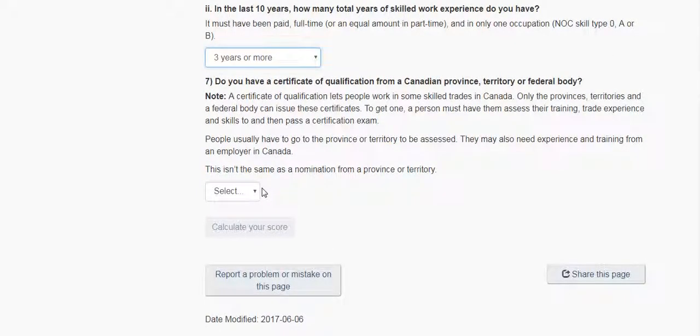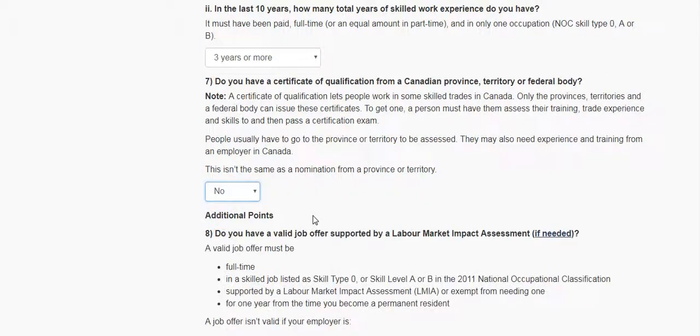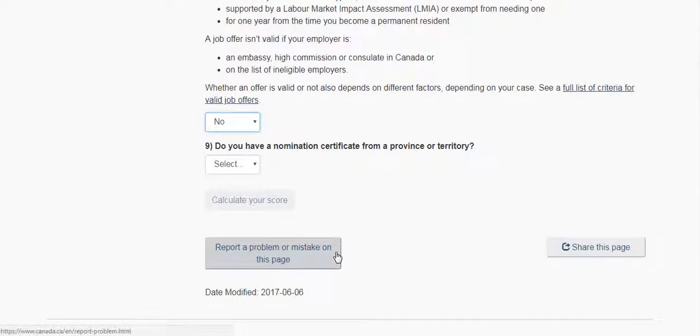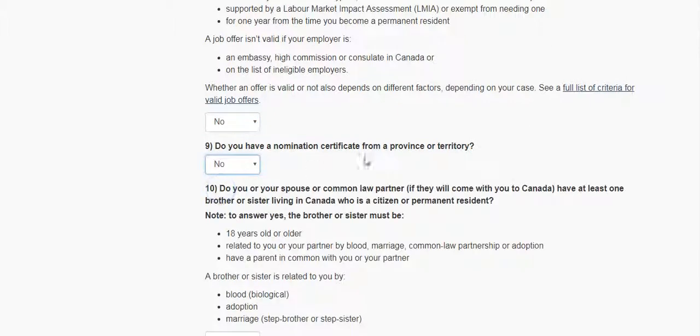Do you have a certificate of qualification from a Canadian province? I don't have a certificate of qualification, so I select no. Do you have a valid job offer supported by labor market impact assessment? In my case, it's no. Do you have a nominee certificate from a province or territory? I don't have any. No.